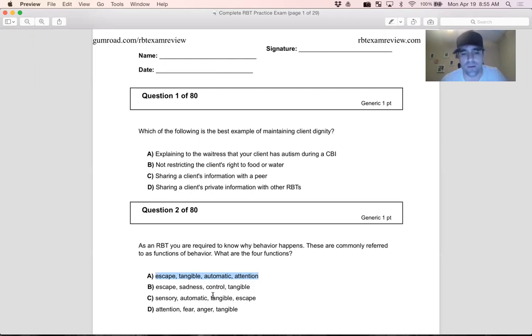B is out. Sensory, automatic, tangible, escape. What's the problem here? Well, automatic, tangible, escape are good. Sensory is not. You'll hear the word sensory a lot working with children with autism. Okay. It is not a function. C is out. And then D, fear and anger, immediate red flags. Immediately, you know this cannot be the answer. So, escape, tangible, automatic reinforcement, and attention.